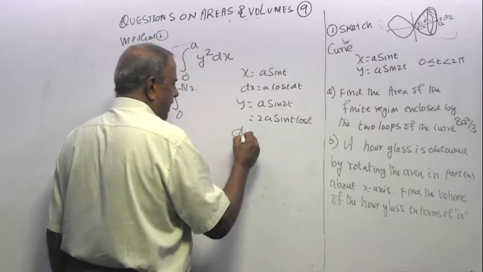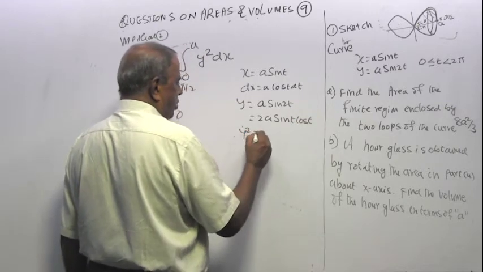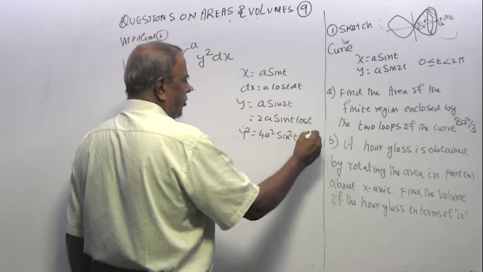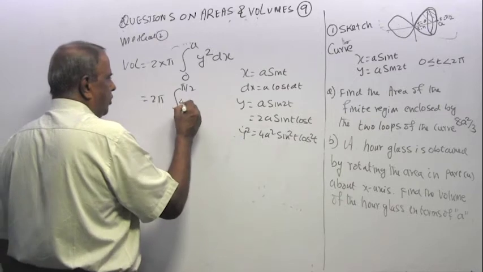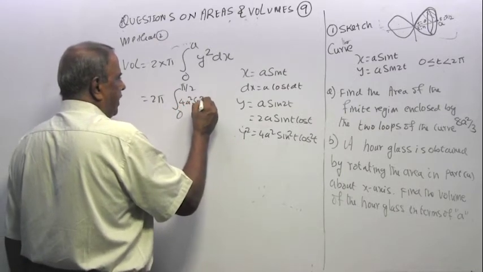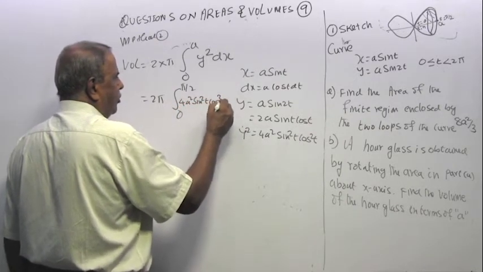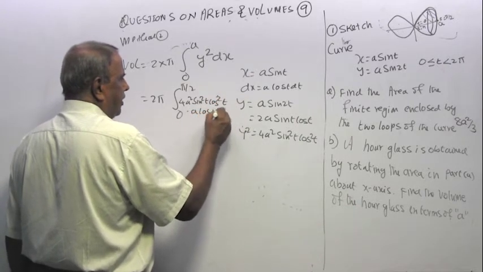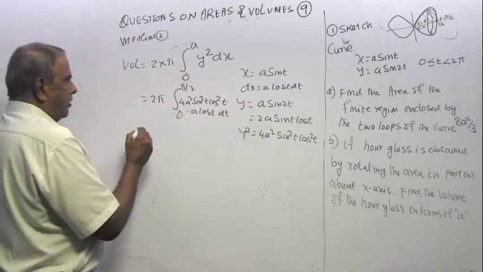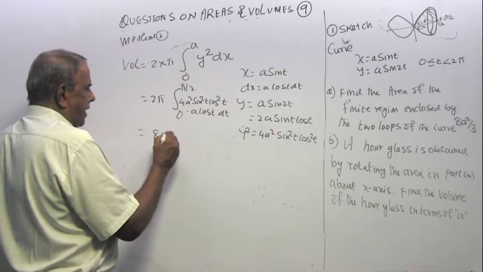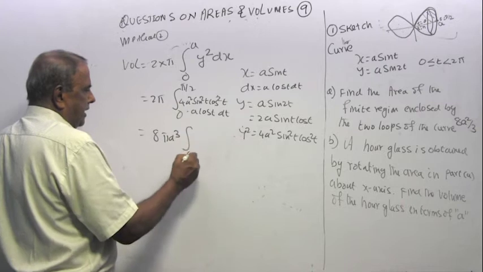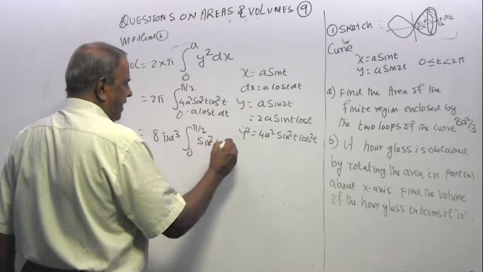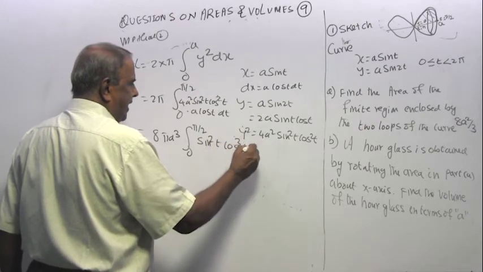And then dy squared is equal to 4a squared sin squared t cos squared t. So I get 4a squared sin squared t cos squared t times a cos t dt. So I can remove 8 pi a cube integral 0 to pi over 2 sin square t cos cube t dt.